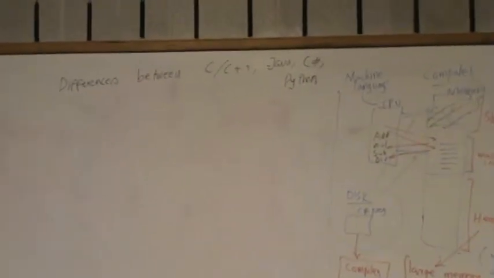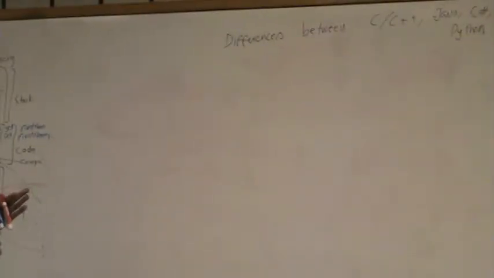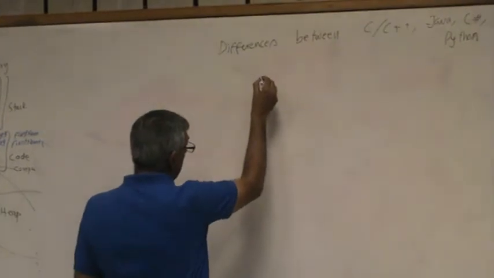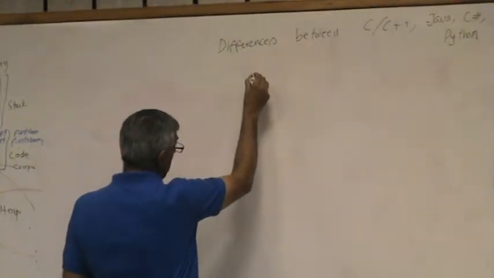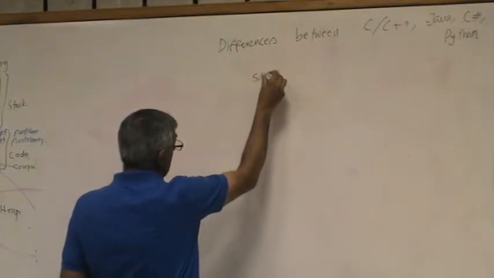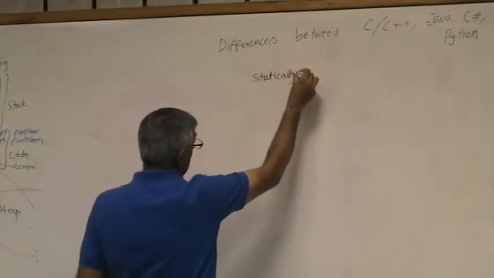Okay, so first major difference between all of these languages is we have two types of languages. We have, as a broad category, what are called statically typed languages.